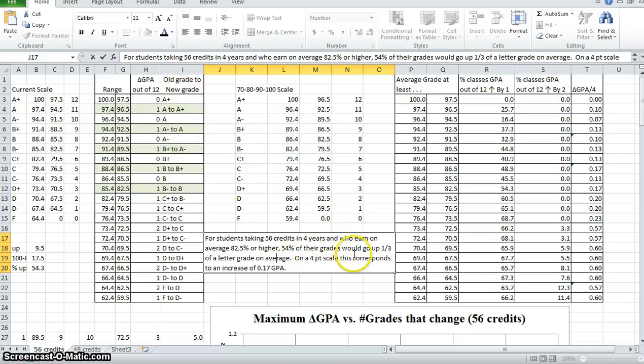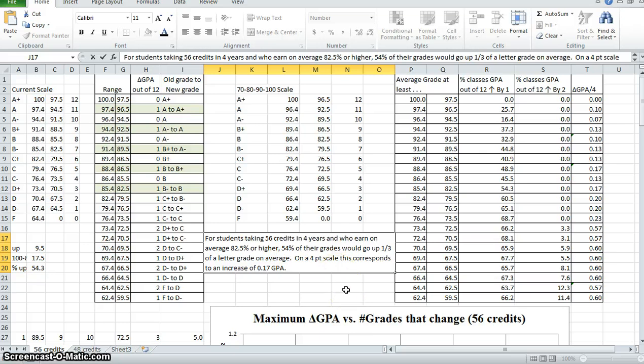And so that means their GPA is going to go up. And it's going to go up by that one third of a letter grade, from an A to an A plus, or from an A minus up to an A, something like that. On a 4-point scale, that would correspond to an increase of 0.17 GPA over that time.